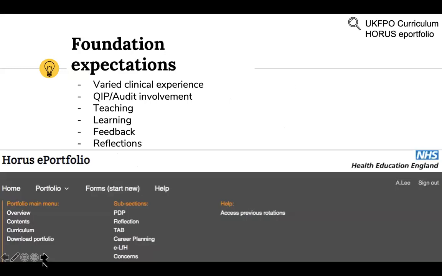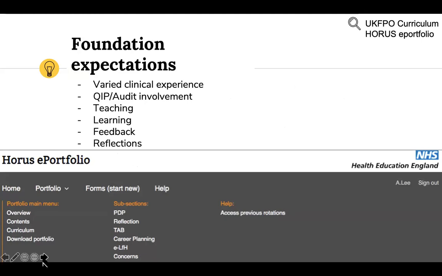So in terms of foundation expectations, you are expected to partake in a variety of clinical experiences. So that depends on which rotations you have chosen. And the main expectations are to undertake a quality improvement project. Actually, you can undertake as many as you would like. Get involved in an audit, get involved in teaching.